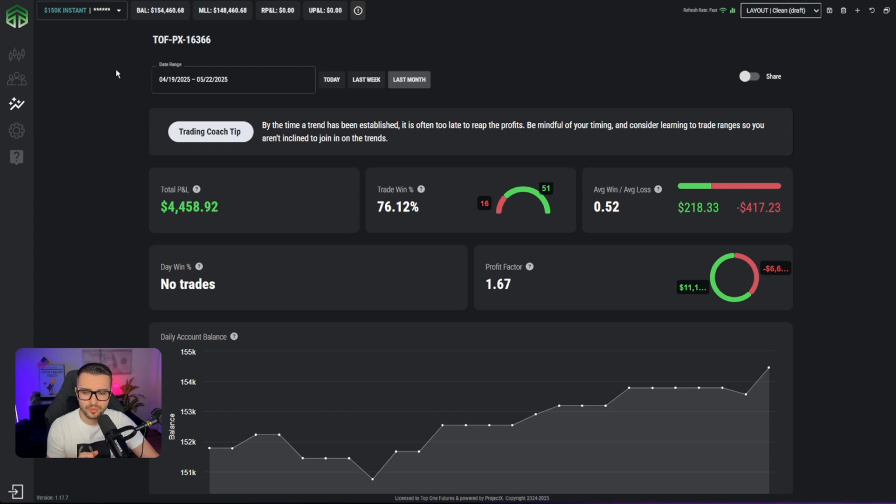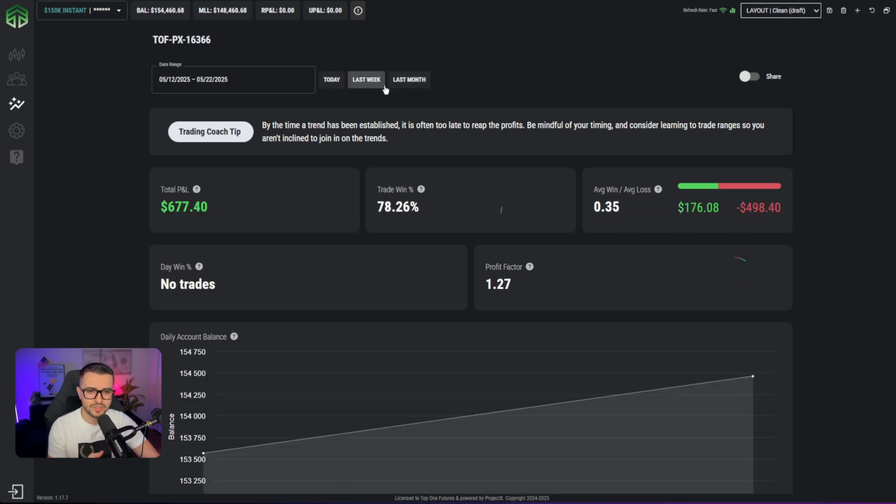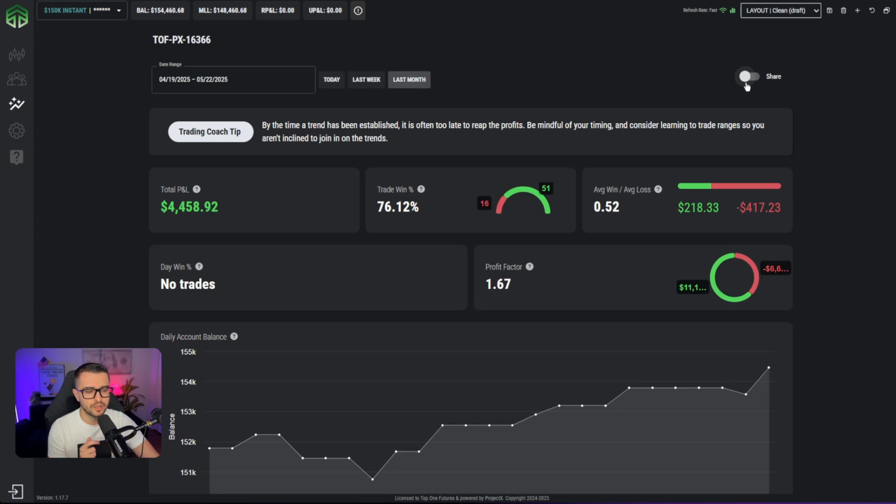Here I am on one of my 150K instant funded accounts with Top Point Futures, which do use ProjectX as their platform, okay? Now, at the top here, we have our date range, right? So we can select the date range for which we want to see our data at the bottom. There are also 3 predetermined buttons: today, last week, or last month, right? And then on the far right here, we have a share button.